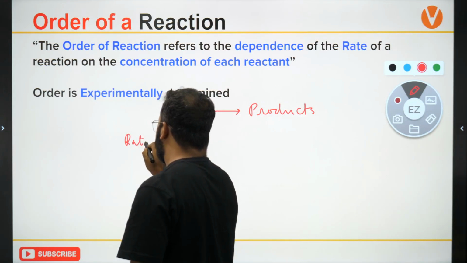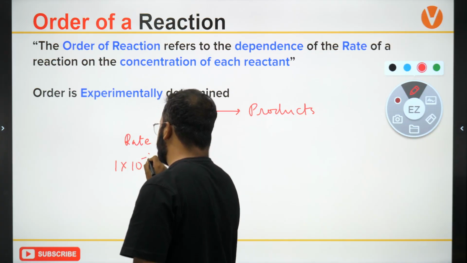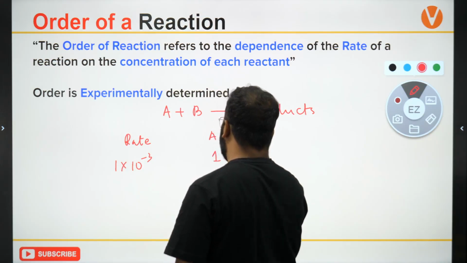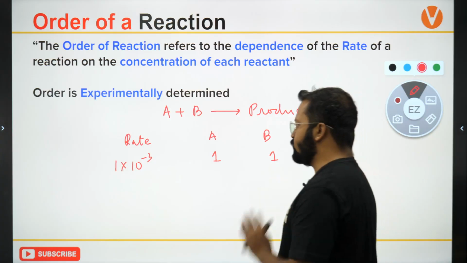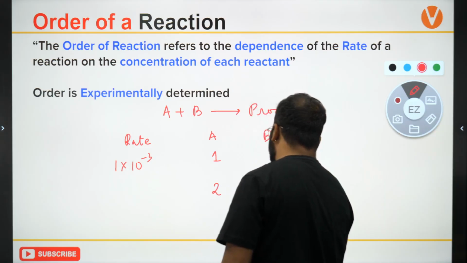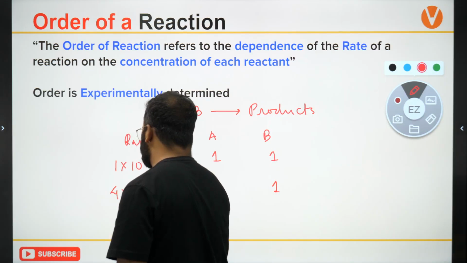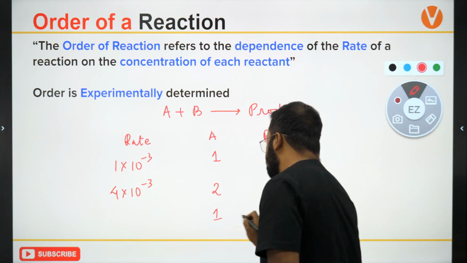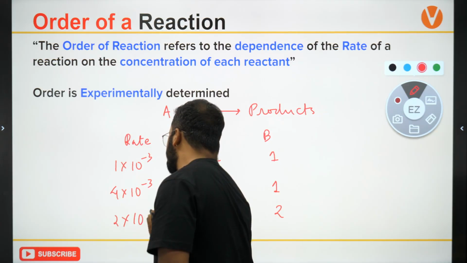Initially, the rate value is 1 times 10 raised to minus 3 moles per liter per second. The amount of A is 1, the amount of B is also 1, and the rate is this. Now I double the amount of A, keeping B constant. I am getting the value as 4 times 10 raised to minus 3. I keep A constant and double B. I am getting 2 times 10 raised to minus 3.